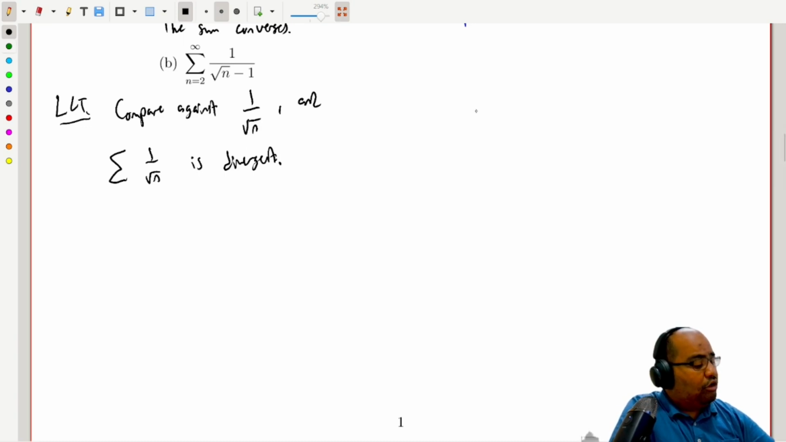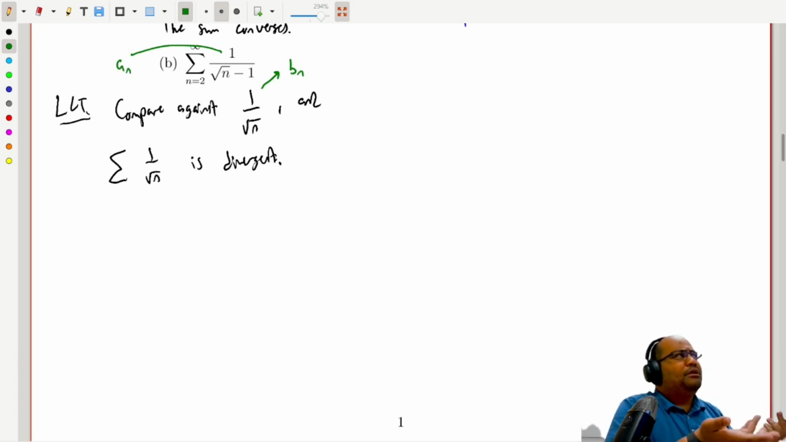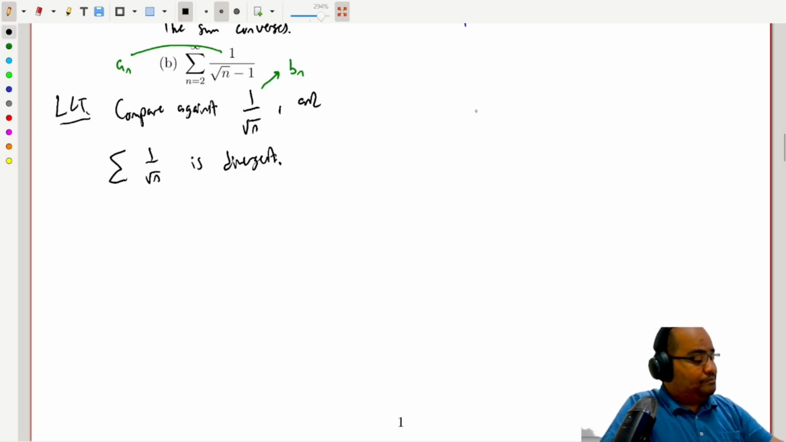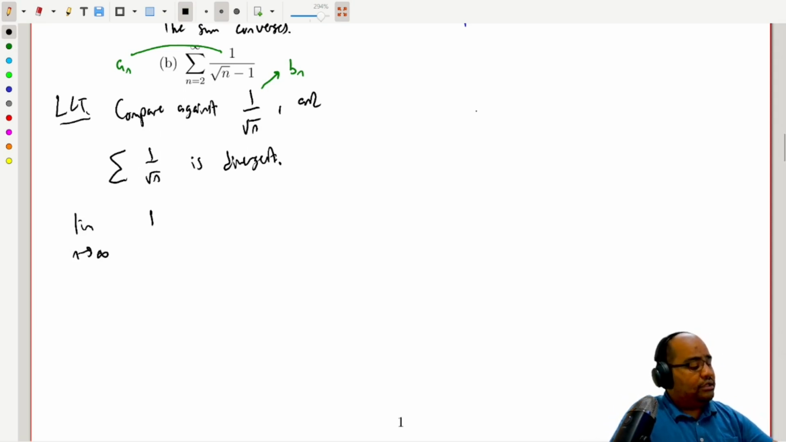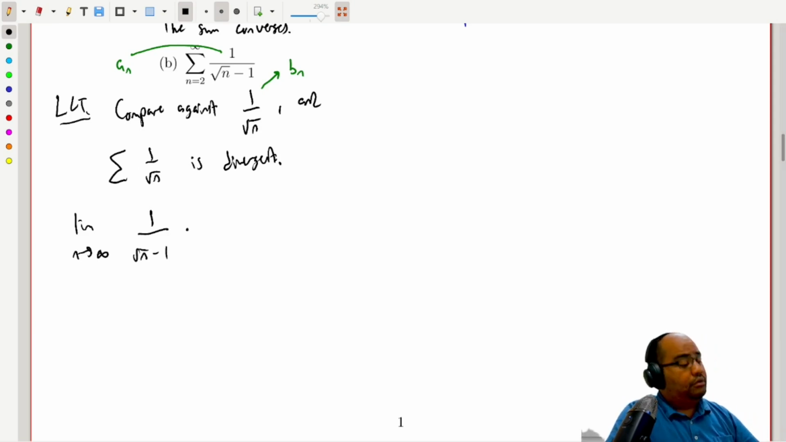So now we're going to call this 1 over square root of n our bn. We're going to call the 1 over square root of n minus 1 our an. It doesn't really matter which one you call them, but if you like, make bn your reference series, the thing that you're comparing against, and an the mystery series. So we're going to write our limit here. The limit as n goes to infinity of an, so 1 over square root of n minus 1, times the reciprocal of bn, just so that we're not worrying about complex fractions.